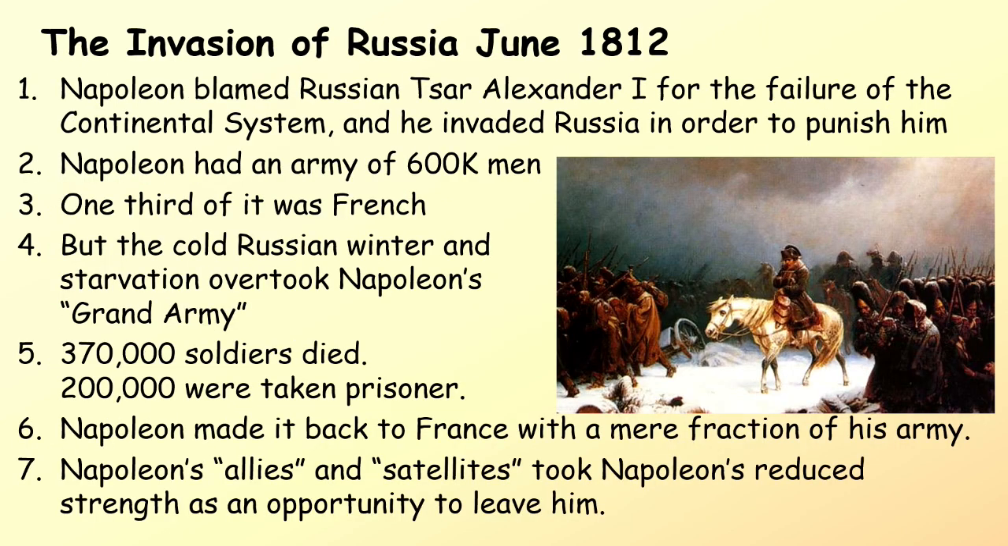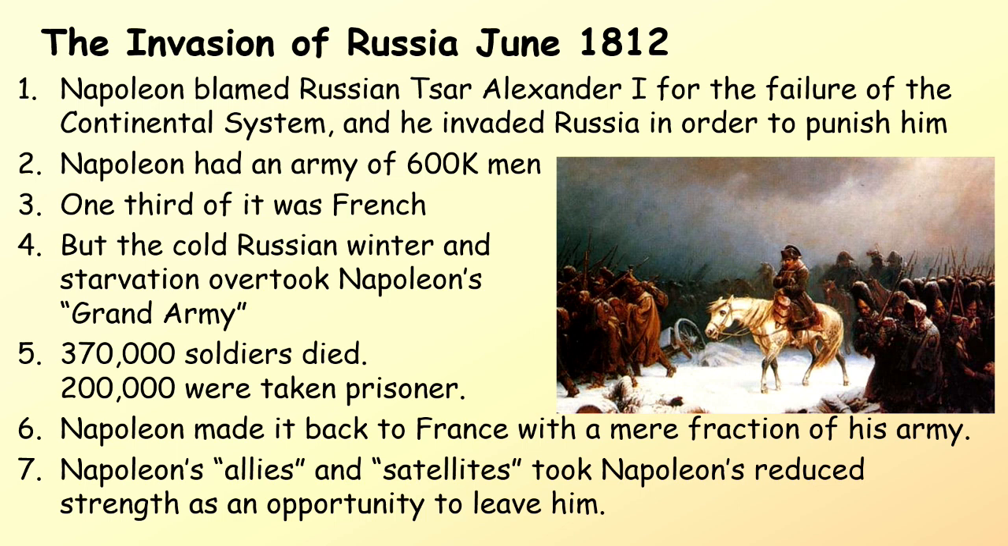The invasion of Russia, June 1812. Napoleon blamed Russian Tsar Alexander I for the failure of the Continental System, and he invaded Russia in order to punish him. Napoleon had an army of 600,000 men, and 1/3 of it was French. The rest of it was foreign soldiers whose countries he had conquered.